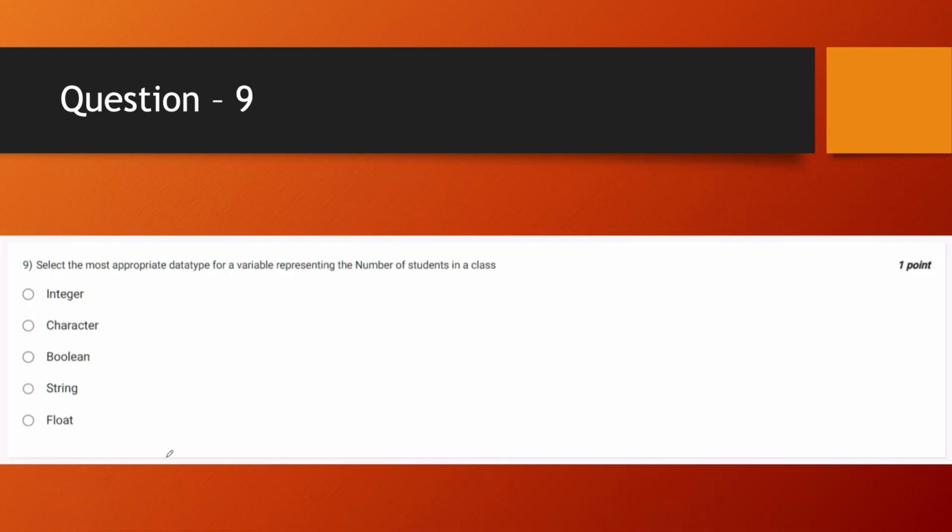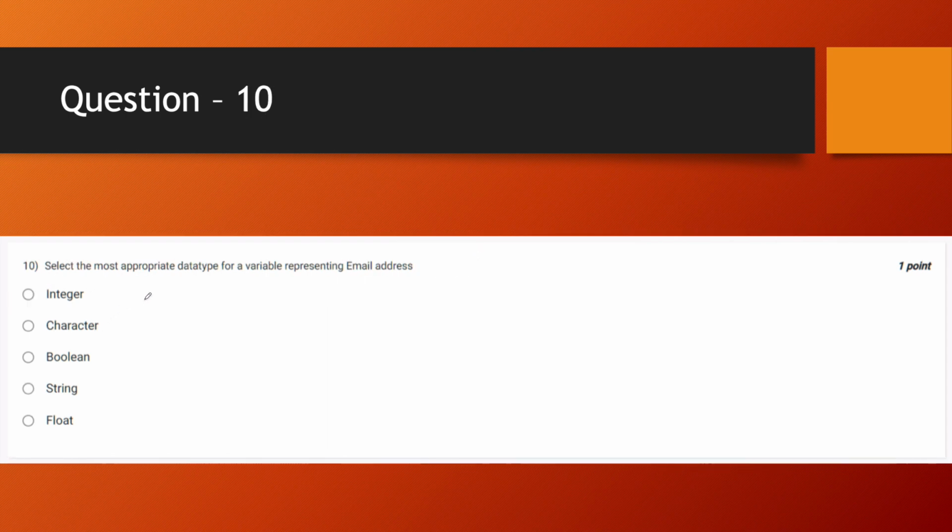Moving over to question number 9. The question reads, select the most appropriate data type for a variable representing the number of students in a class. Number. So what does that tell you? Well, that number falls under the integer type, or the variable type of integer. So let's see if integer is in the list. Well, it is. So the first option is the correct answer for question number 9, which is integer.